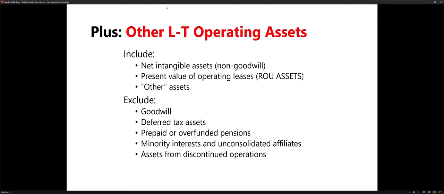How about other long-term assets? Well, what do we include? Well, it's the intangible assets, the ROU assets, and the other assets. How about goodwill? Why don't we include goodwill? Isn't that a significant portion of doing business?